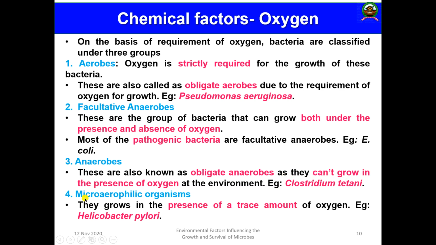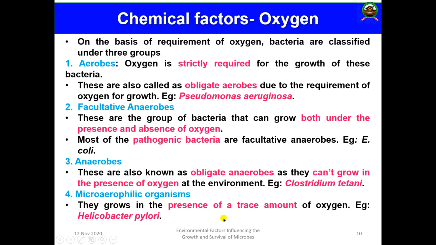Next one is microaerophilic organisms. These organisms are able to grow in a very small presence of oxygen. If a very little amount of oxygen is there, they can grow. An example is the bacterium Helicobacter pylori, which commonly causes ulcers in our stomach. Some people get ulcers, and this Helicobacter pylori causes them. They are able to survive in very little oxygen in the stomach.